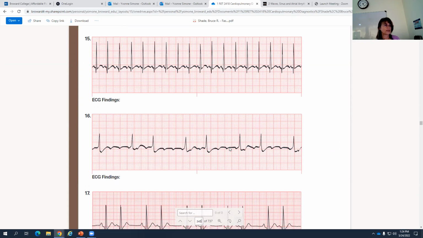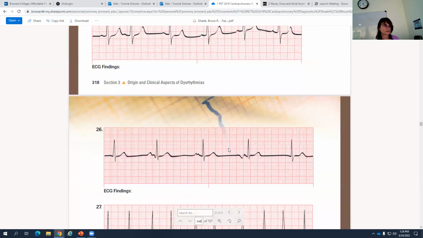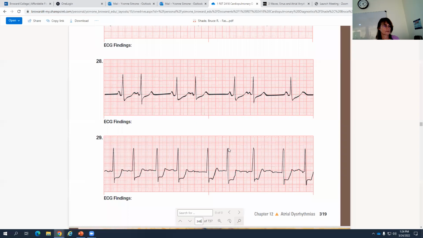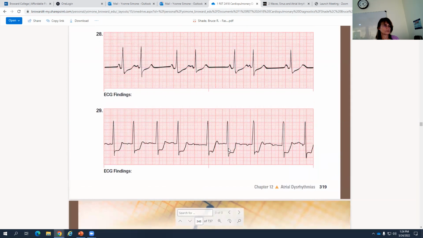So 319, number 49. Maybe that's a typo. Number 29. All right, what do you think of this rhythm? Is it regular or irregular? It's irregular.